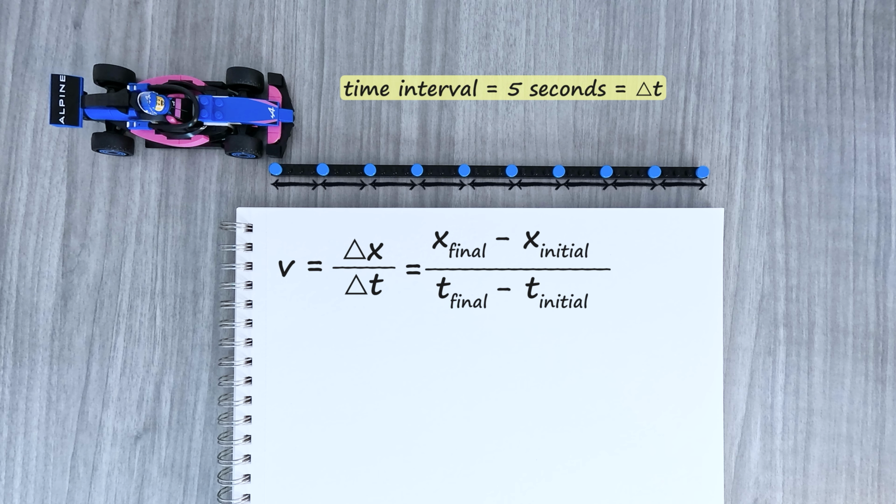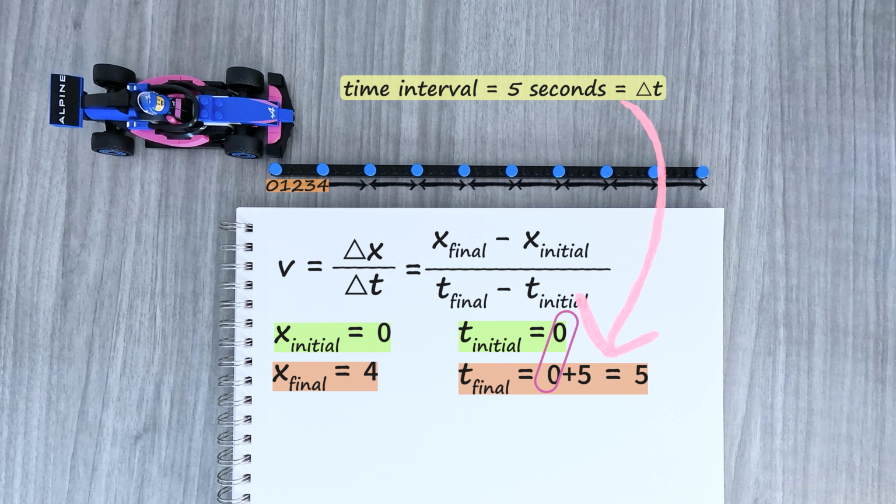So we're snapping position points every 5 seconds. We're using our first point and our second point. We see that our first point starts at position 0 and time 0. That's its initial position and initial time. Then we move to our second point, which is at position 4 and time of 5. That's our final position and final time.